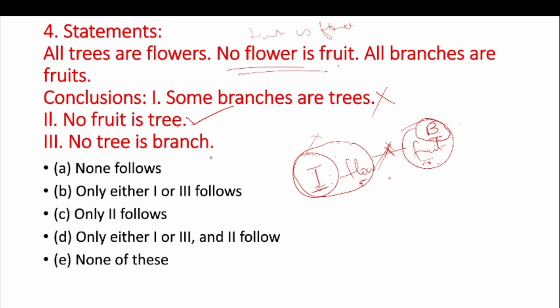No tree is a branch. So tree is here, branch is here. Tree is part of flower again, and branch is part of fruit. That means a fruit and a flower can never be the same. So the third conclusion also satisfies. So we have 2 and 3.